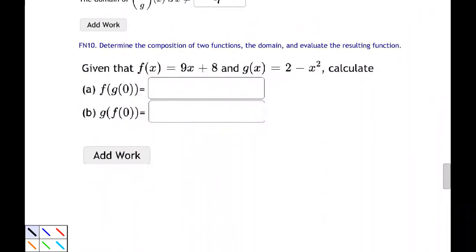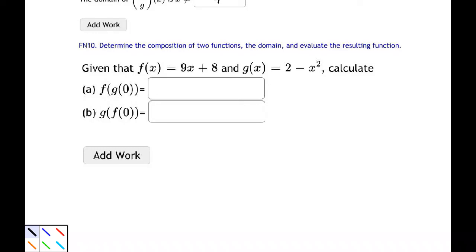Now, this next objective is a special, separate kind of combination called the composition. So FN10 says determine the composition of two functions, the domain, and evaluate the resulting function. And the question is, given that f of x equals 9x plus 8 and g of x equals 2 minus x squared, calculate, part A, f of g of 0, and part B, g of f of 0.